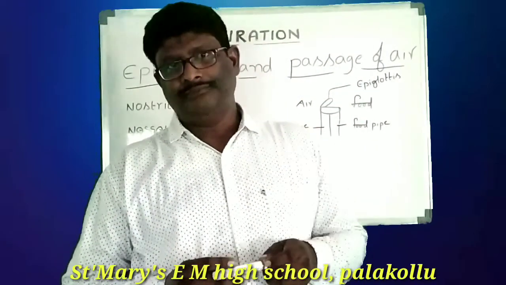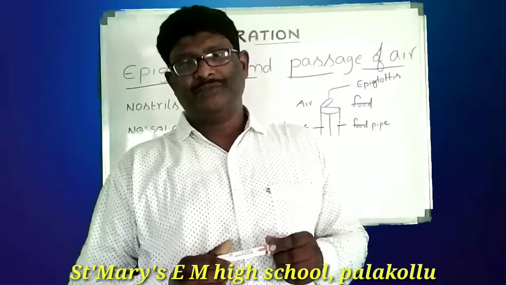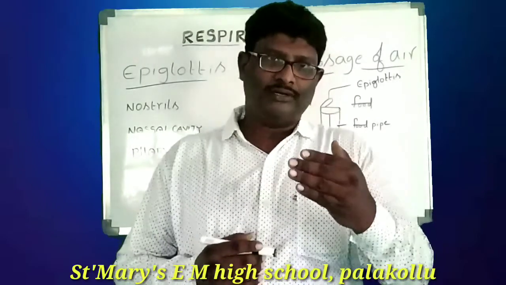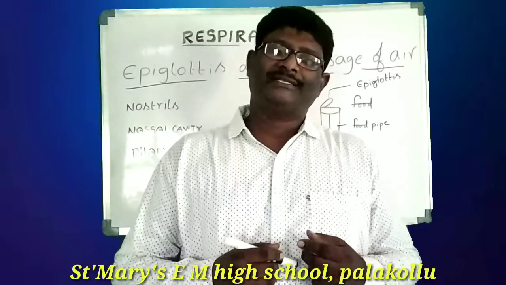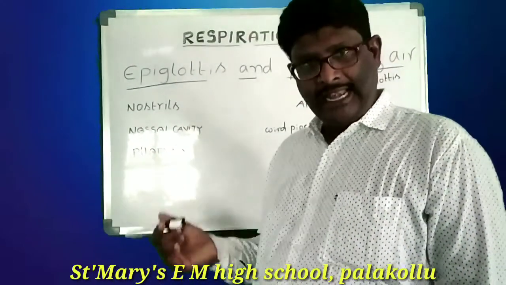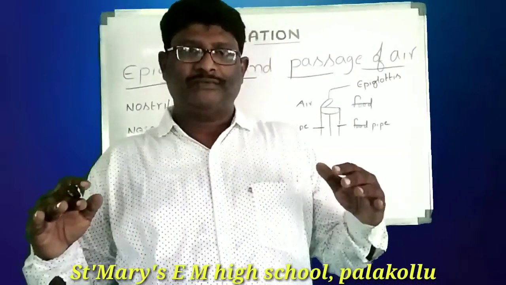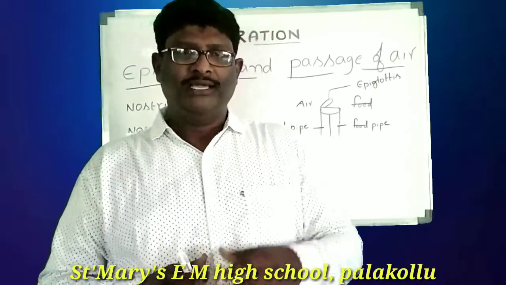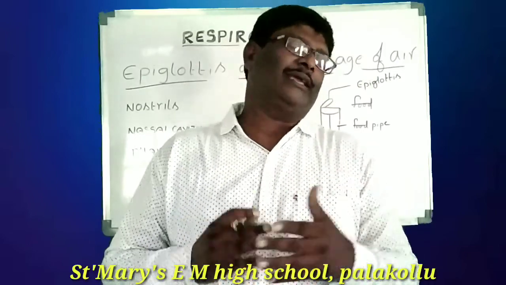Already we saw in the process of respiration what parts are involved. So that is called the pathway of air. What are they? Nostrils, nasal cavity, pharynx, larynx, trachea, bronchioles, alveolus. Is it right? These are all the parts involved in the passage of air.